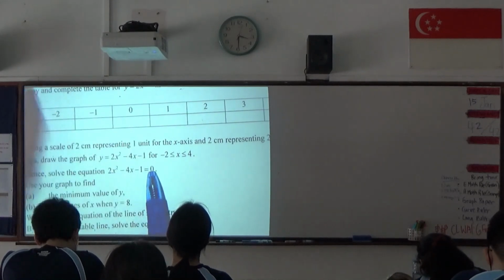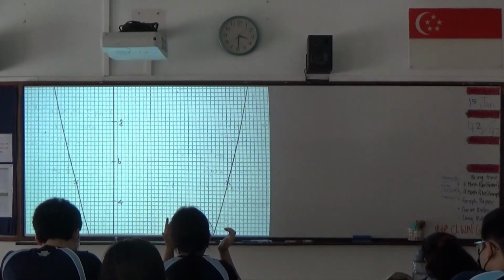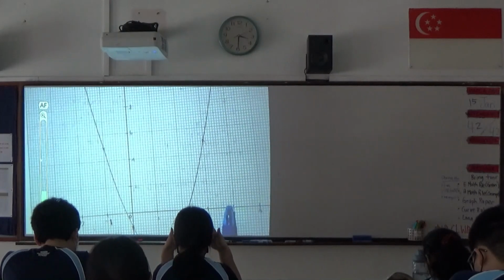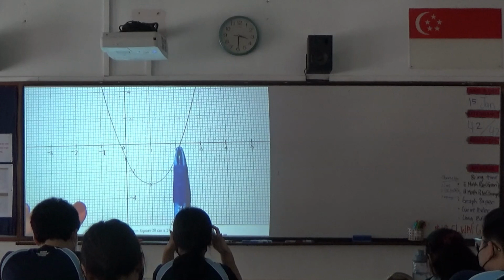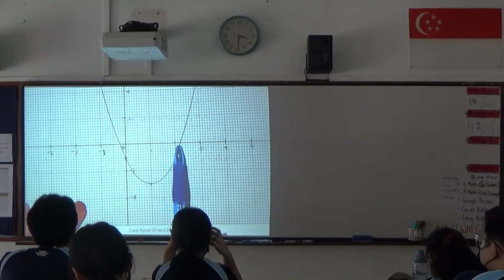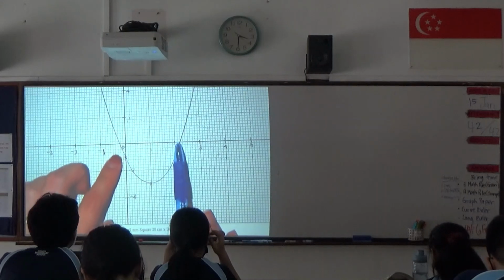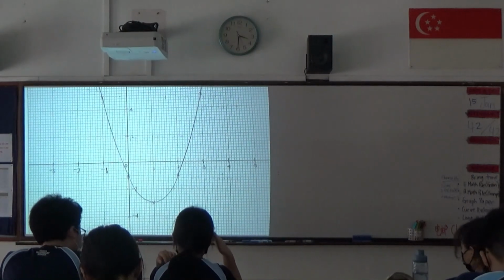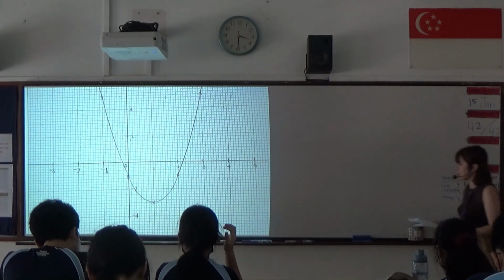And hence, if we look for where y equals 0 is, that is the x-axis. So if we look at the x-axis position and identify the x-intercepts over here, I will be able to solve the equation itself. So I want you to read the graph now, to check what readings you managed to get. Let me just write the answer on the whiteboard.